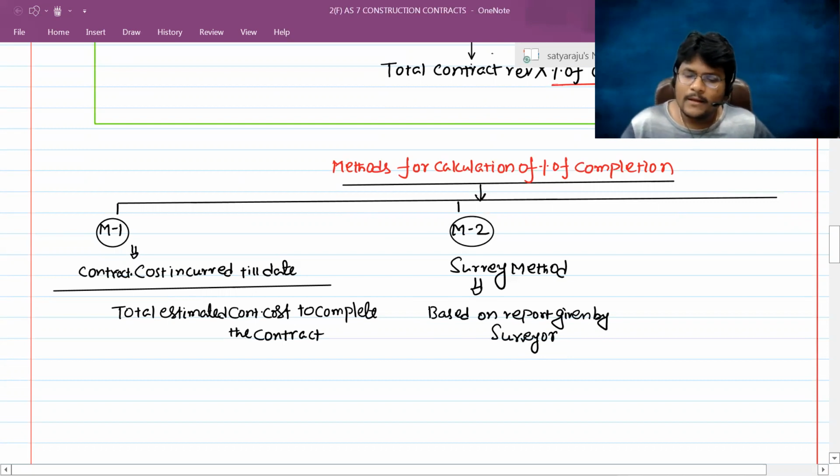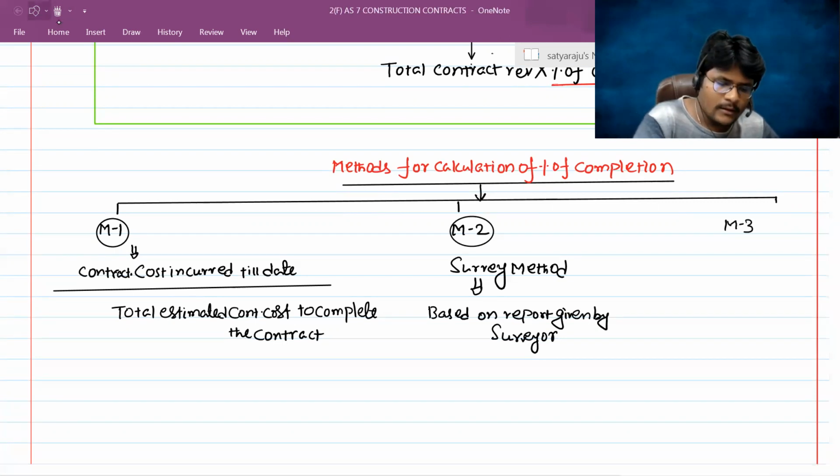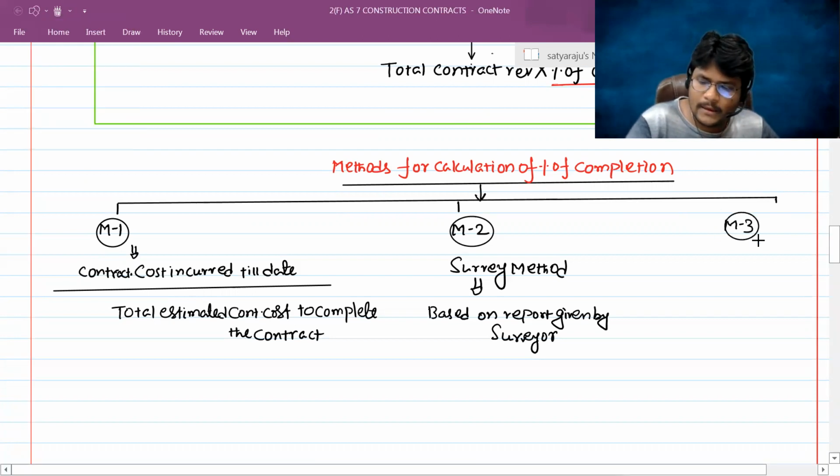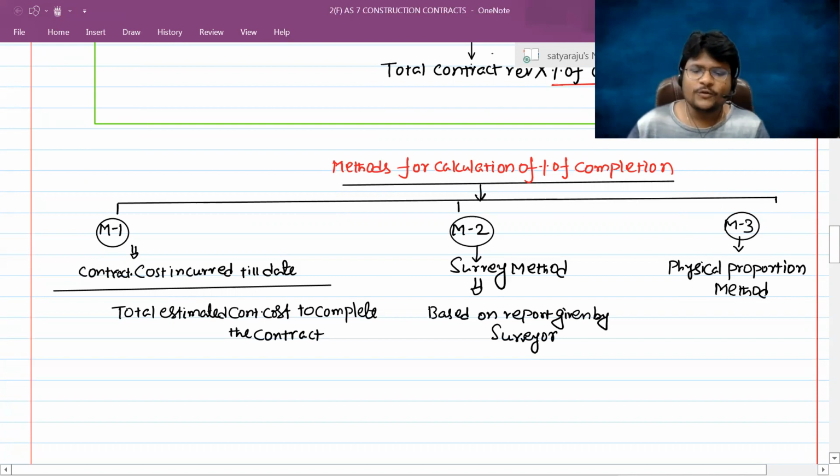Next, and the last method, method number 3, is the physical proportion method. Physical proportion method means, for example, if it is a 3-storied building, out of the 3 stories, 1 story was completed. So you have to build the remaining 2 stories, right? 1/3 was completed, which is nothing but the physical proportion method.